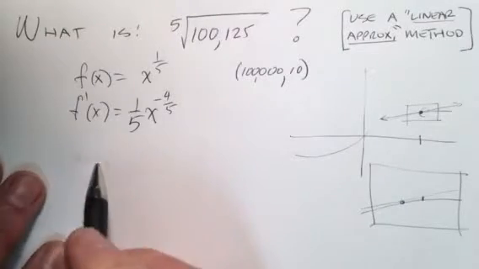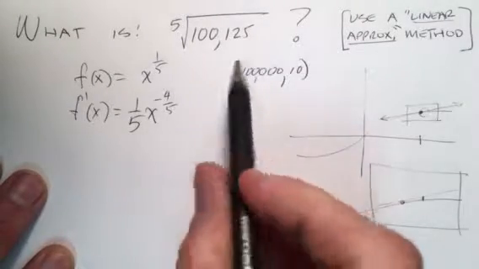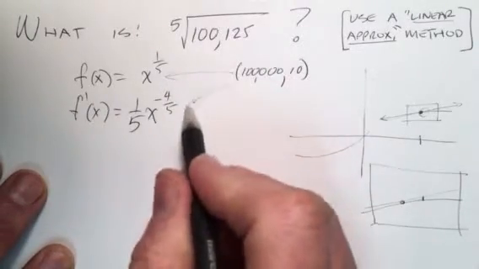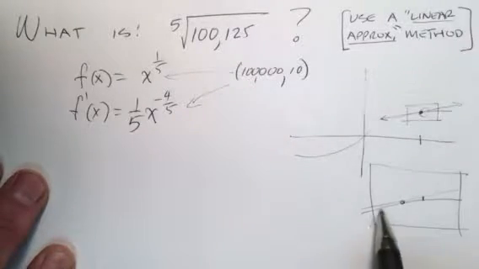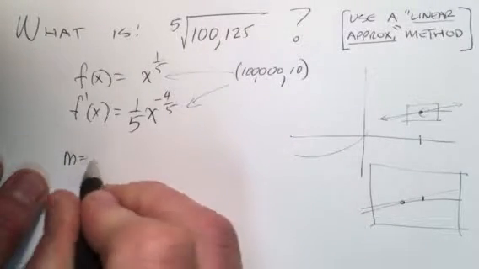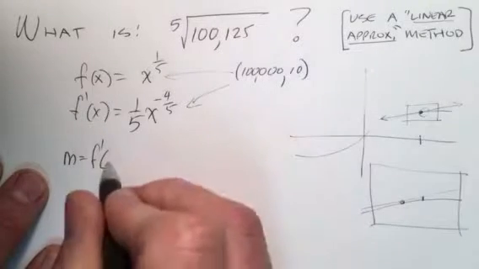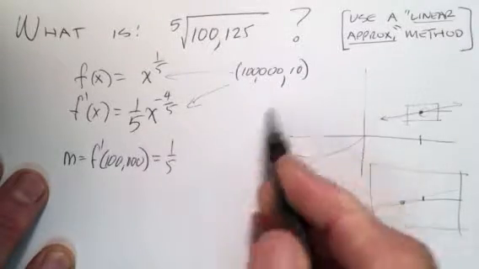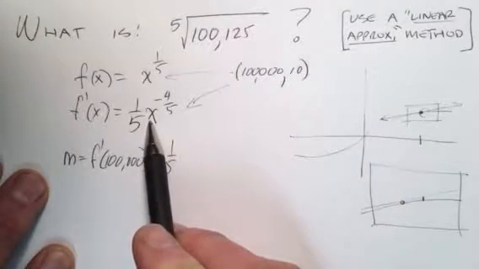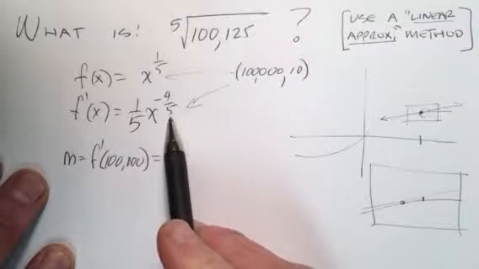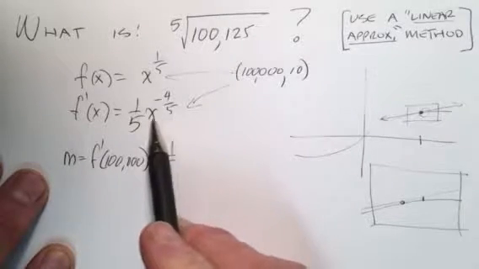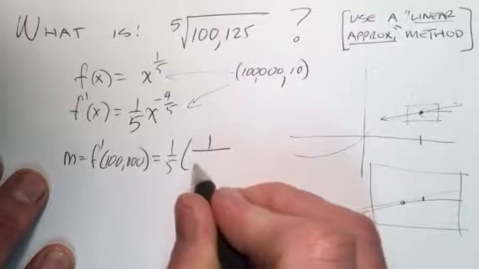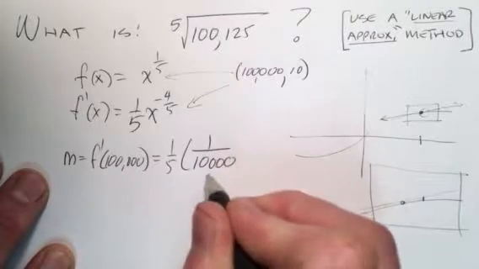So what we need to do is put this ideal point in. We've already done it: the fifth root of 100,000 is 10, but we can also put it in here. That's going to tell us the slope, m, is equal to f prime of 100,000. And what is that? Well, it's 1/5 of 100,000 to the negative 4/5. That bottom number is still the root number, and we've just done that. So we know that it's going to be 10 raised to the negative 4th power. Well, that's just 1 over 10 to the 4th. That's 1 with 4 zeros.